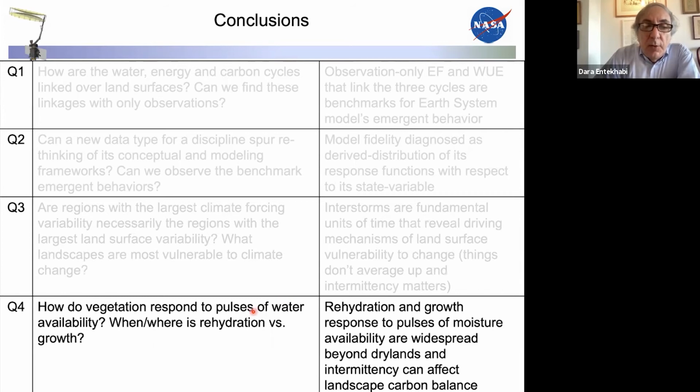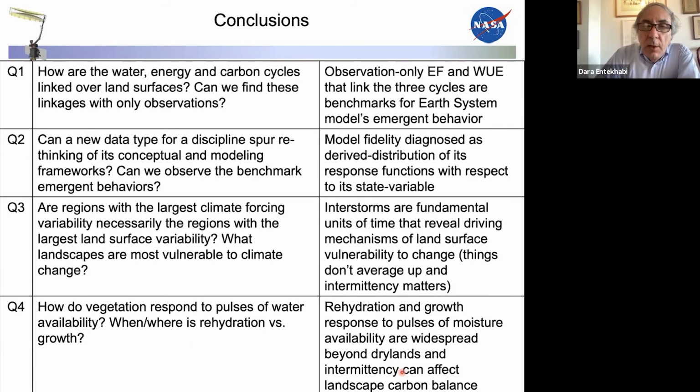And vegetation respond to pulses of water, not just the average amount of water in a season or precipitation in a season. It actually matters. The intermittency matters quite a bit. There is rehydration and growth going on during the interstorms. And if the storm patterns change, that will obviously then have an implication for what the landscape carbon balance is and how much water in total and carbon in total the landscape exchanges with the atmosphere. So I leave it at that.